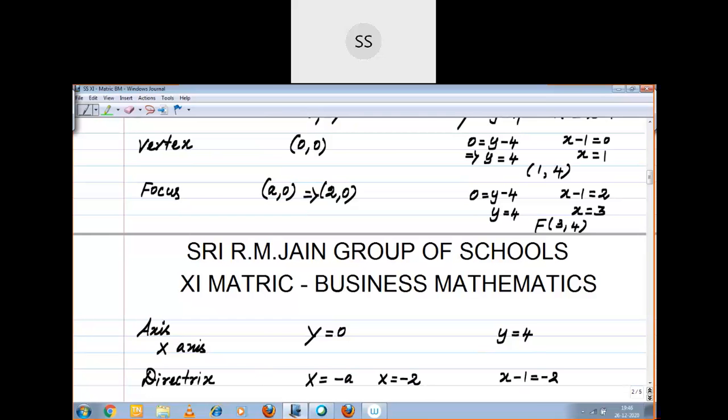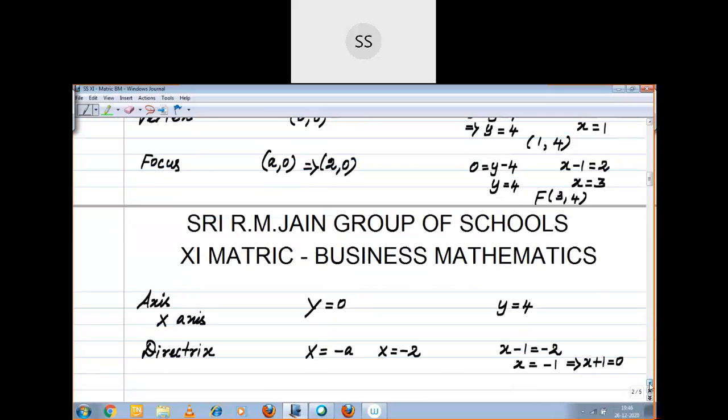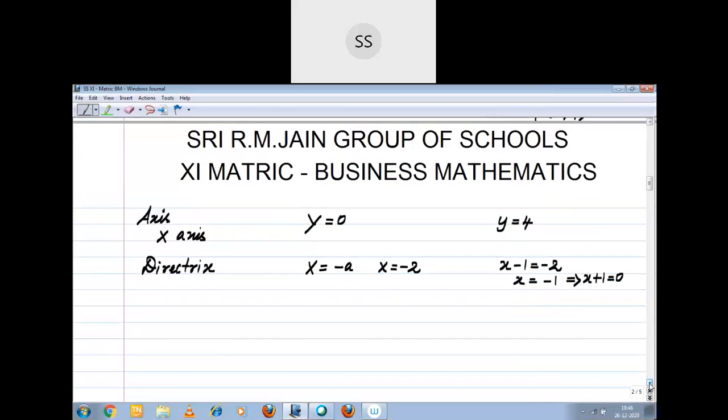Directrix x is equal to minus a. That means x is equal to minus 2. X minus 1 equal to minus 2. X is equal to minus 1, which implies x plus 1 equal to 0.